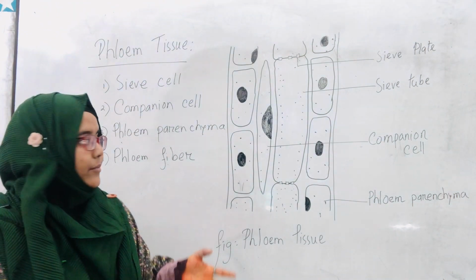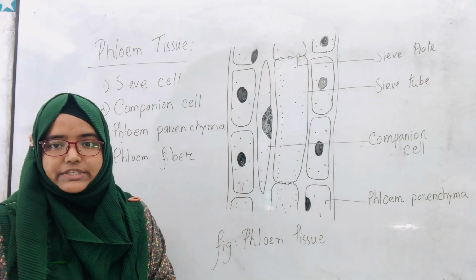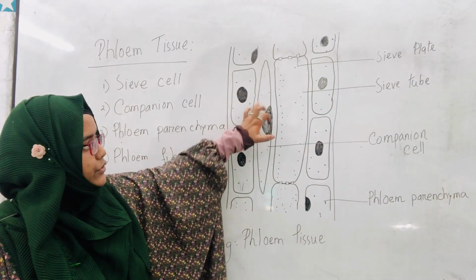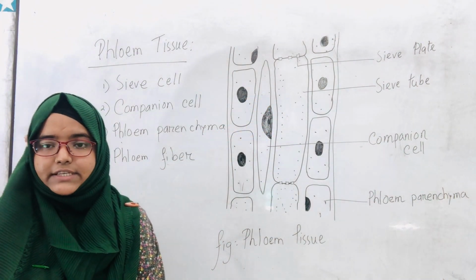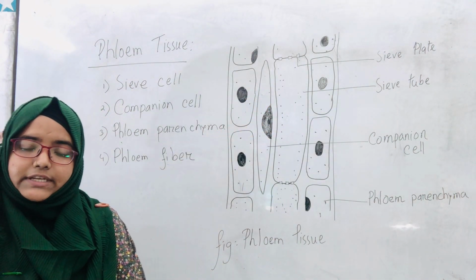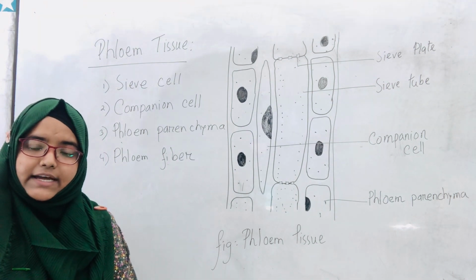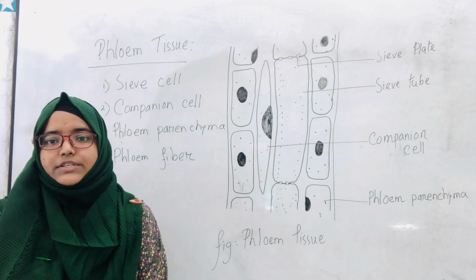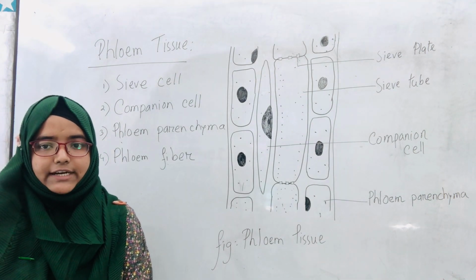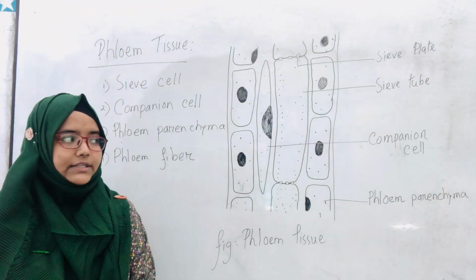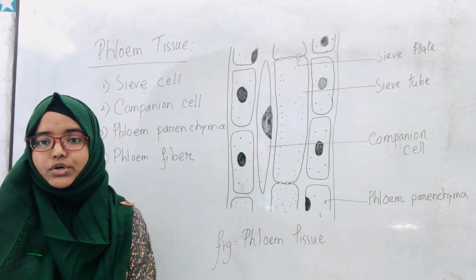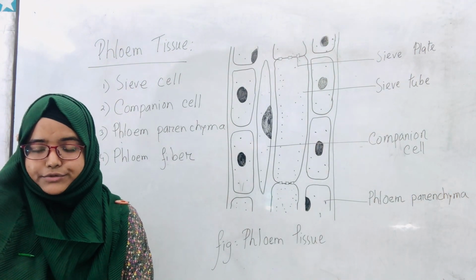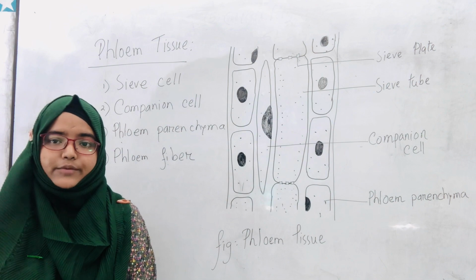Now if we talk about companion cell, this is the diagram of companion cell. Companion cell is one type of parenchyma cell. Like other parenchyma cells, they are filled with protoplasm and they have a nucleus. The nucleus of the companion cell is quite large. So it is assumed that the nucleus of the companion cell controls the activities of the sieve cell. That's why they are always located side by side.